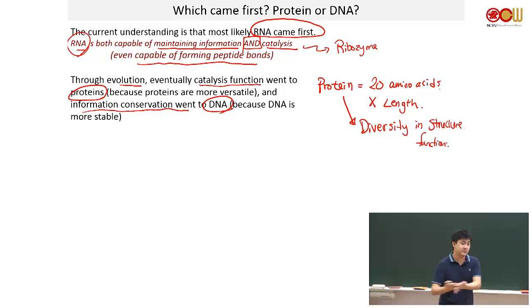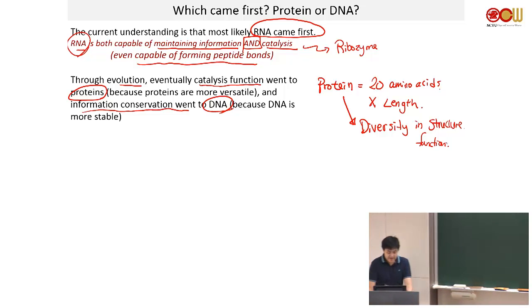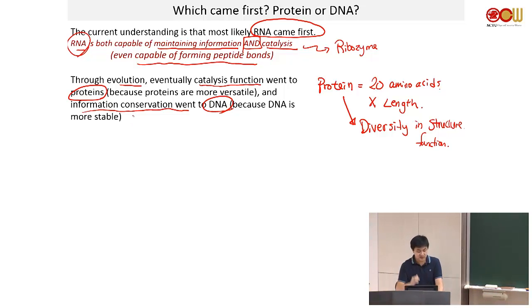Because when we get to amino acids, we'll talk about all the 20 different amino acids, and how they have different properties like hydrophobic, hydrophilic, aromatics, charge, that kind of stuff. So all kinds of properties happen on different amino acids, and you have 20 different kinds of amino acids. So let's say you have a protein that is 300 amino acids long, then you have 20 to the 300 power in terms of possible structures. So that's huge. And then the information conservation went to DNA.